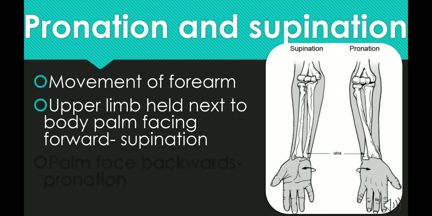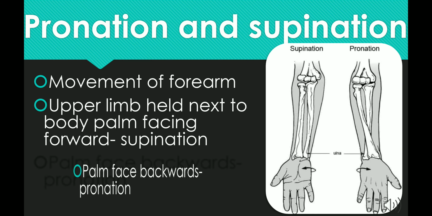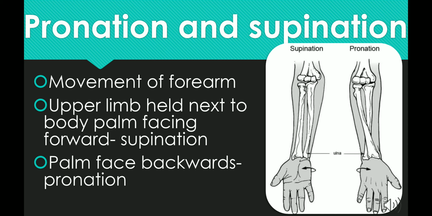So pronation and supination is a movement of the forearm, and it is best described when a person is standing in the anatomical position. When the palm is facing forward, it is called supination, and the opposite of that, palm facing backward, is called pronation.